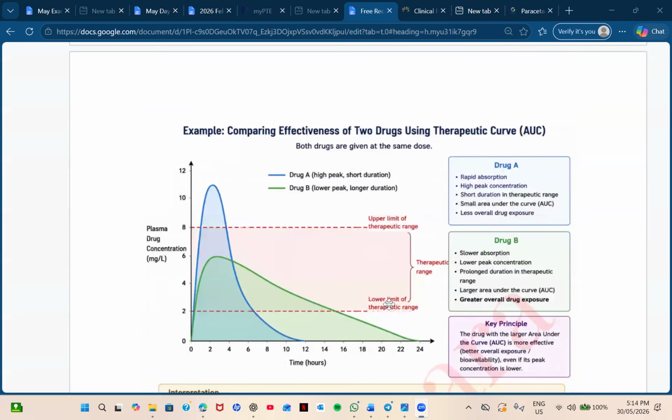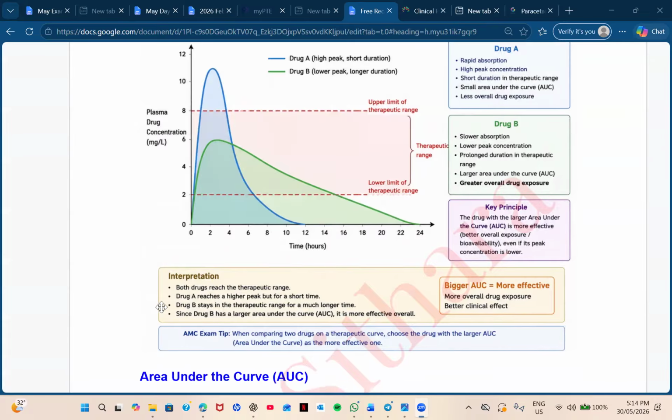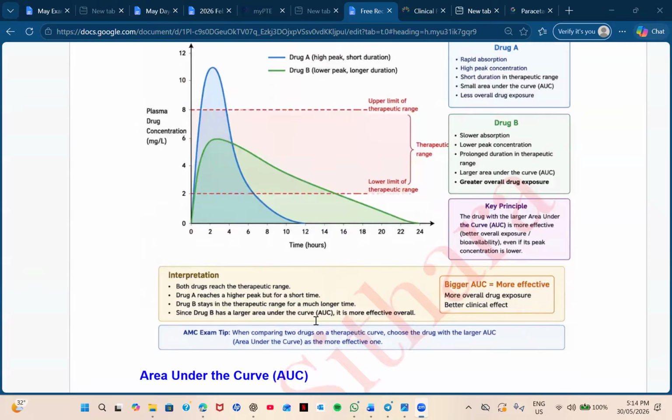They can give this kind of scenario, and you need to understand how long the drug stays in the therapeutic range. According to that only you have to decide, right? Drug B is in the therapeutic range for a much longer time. And since drug B has the larger area under the curve, it's more effective overall.